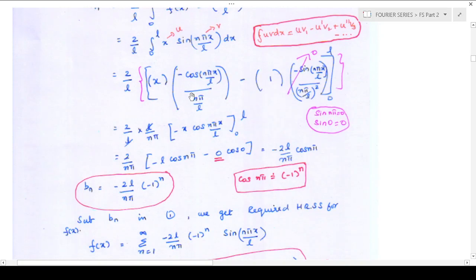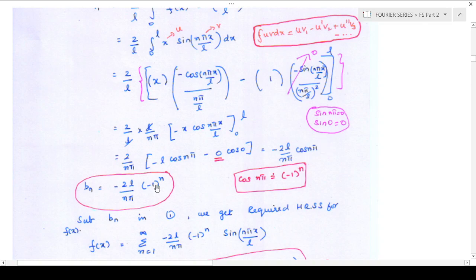Now, in the first term, take this L by n pi outside, right? So 2 by L into L by n pi plus into minus, it is minus x cos n pi x by L. You have to apply the limit. Upper limit L you have to apply minus lower limit. 0 into anything is 0. Wherever you have x, you are going to apply the upper limit minus wherever you have x, you are going to apply the lower limit. You are getting the term like this.